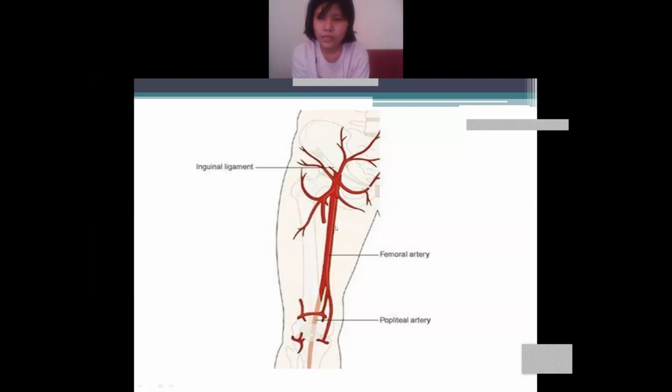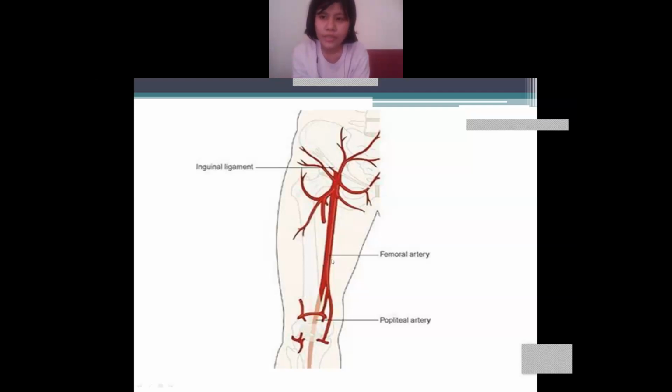So the femoral artery, where does it begin? It begins at the midpoint of the inguinal ligament. This is your inguinal ligament. So from the inguinal ligament, you will find this femoral artery. From the middle, it will start here. That is the femoral artery. As it goes downwards, you will find the femoral artery in your thigh portion.